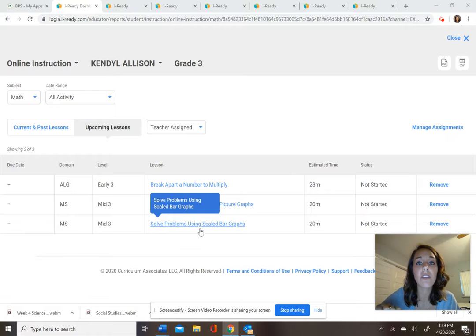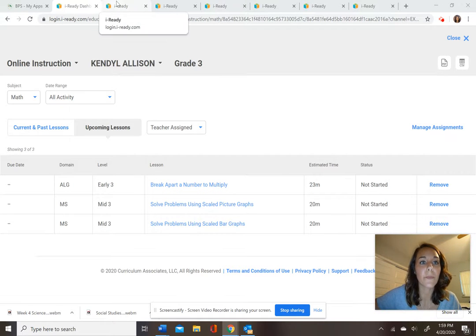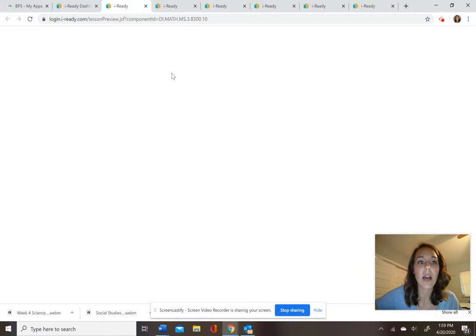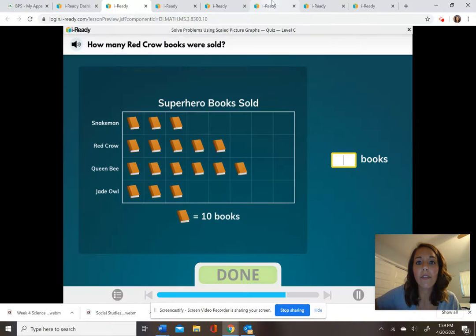The multiplication video is going to be a shorter separate one just because I think it's too much to go back and forth. So we're doing the graphs in this video and then the multiplication in the other one in case you need it. So for this, I'm going to start with the bar graphs.